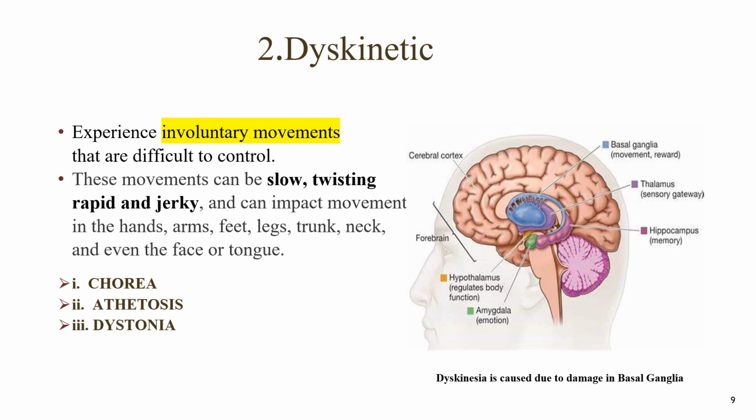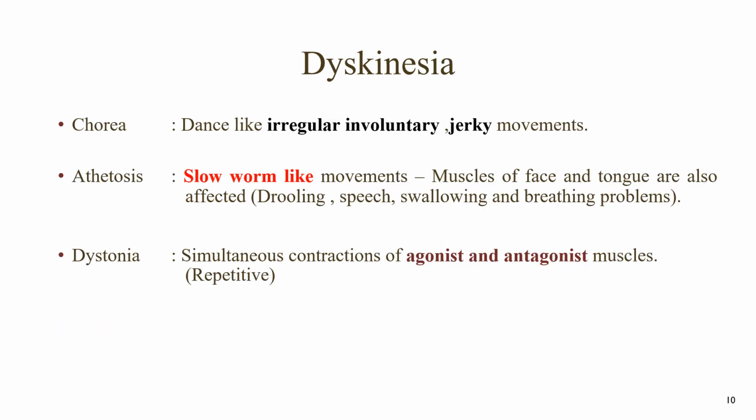There are different types of movements that can be seen in dyskinetic cerebral palsy. They are chorea, athetosis, and dystonia. Chorea includes irregular dance-like jerky movements. Athetosis includes slow worm-like movements where muscles of the face and tongue are also affected. Dystonia has simultaneous contraction of agonist and antagonist muscles, with repetitive twisting movements.